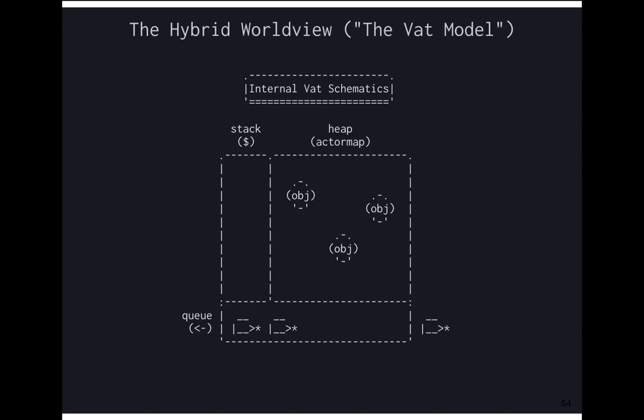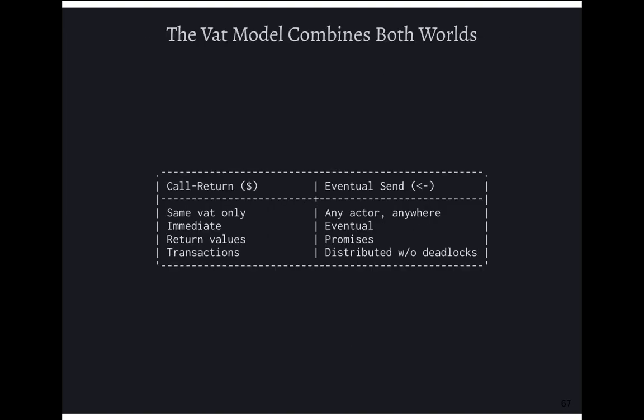We also don't want to send messages that actors were saying they'd like to send unless everything goes through. So if something goes badly during the middle of it, we're going to throw that away. But in this case, it did go fine, so that went on the queue, right? And so the vat model combines both of these worlds. It does a synchronous call return world of apply, in Goblin's dollar, and the eventual send world of send, in Goblin's arrow, right? And both of these provide some interesting and different properties. In the call return world, these things are really restricted to the same vat.